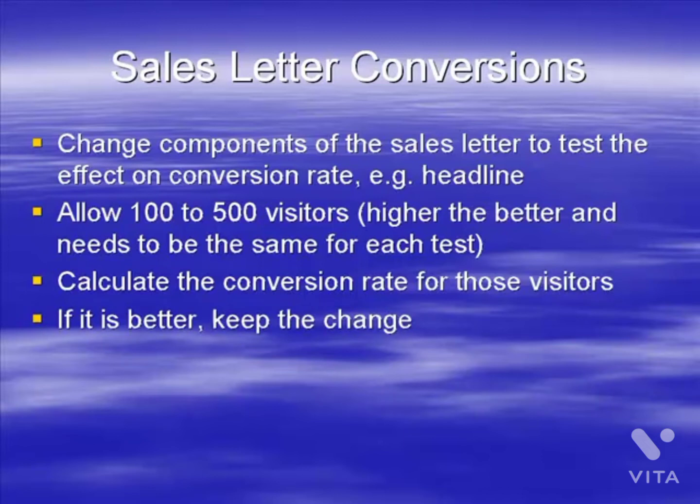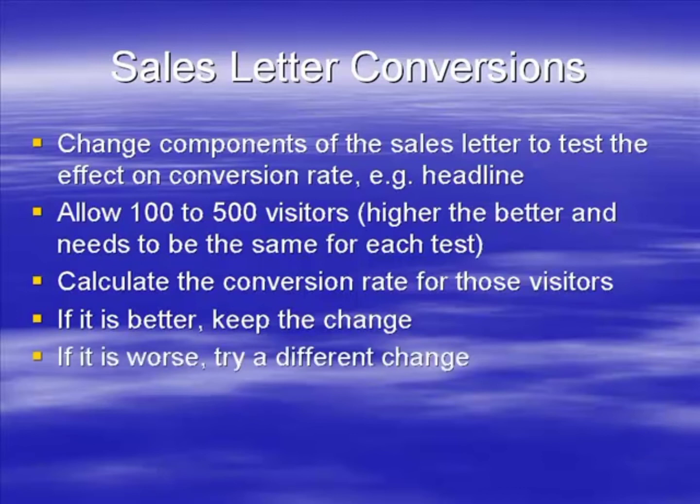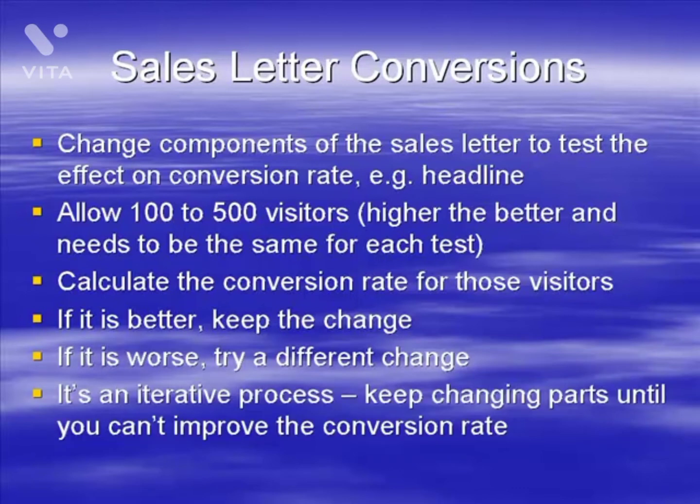So once you've made one change, remember you make one change at a time. Once you've made the change, if it improves it, keep it or try and improve it further. If it's worse, try making a different change, try changing it again. It's an iterative process. You're going to keep changing parts again and again and again. You're going to change little bits here, there and everywhere until you can't improve the conversion rate any further, until you've got to the absolute top of the conversion rates.